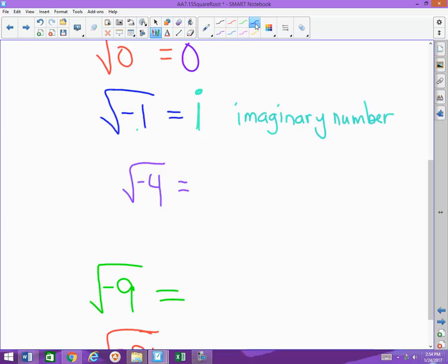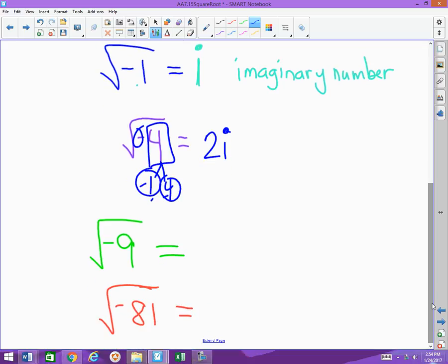So then, the square root of a negative 4 is 2i, because the square root of 4 is 2, and then because you have the square root, that's like a negative 1 times 4, and the square root of 4 is 2, and the square root of a negative 1 is i. So then the square root of a negative 9 is 3i, and the square root of a negative 81 is 9i.